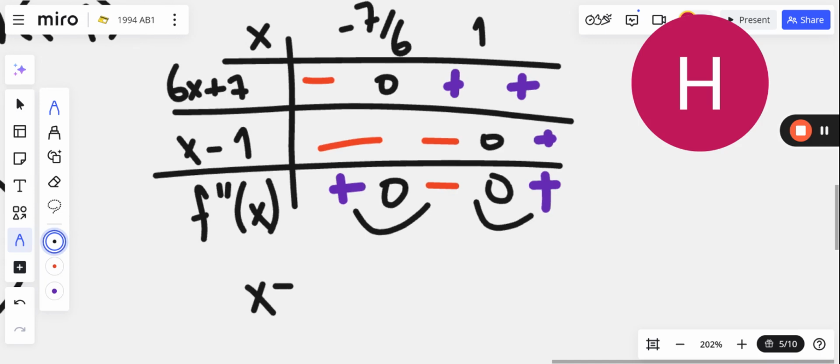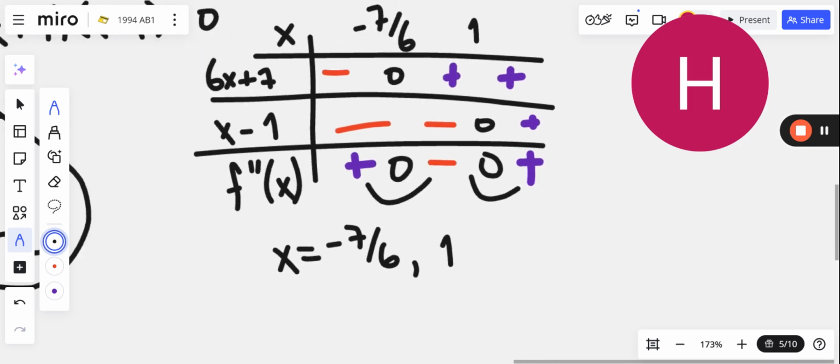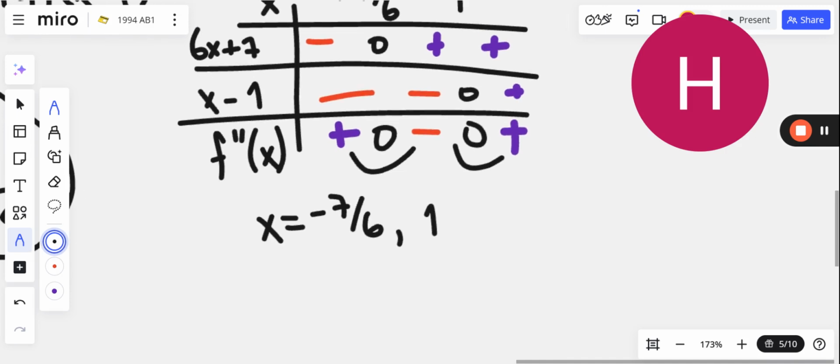Now, the question did say only the x coordinates, which is nice. We don't have to plug these in to find the y values. Don't waste your time and plug in the x's to get your y values. So we can just say at x equals negative 7 over 6 and 1, f double prime changes sign.